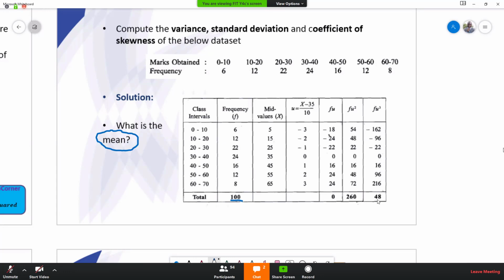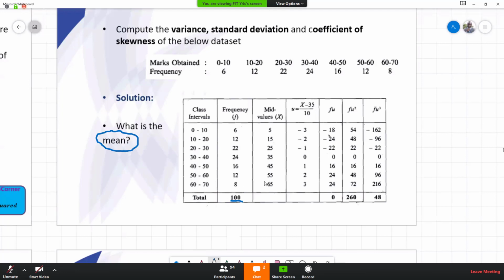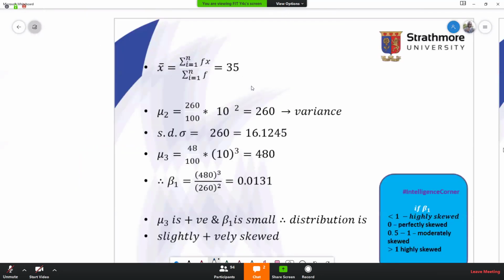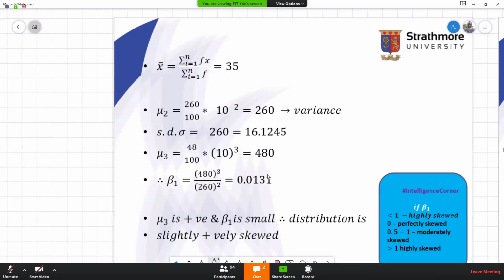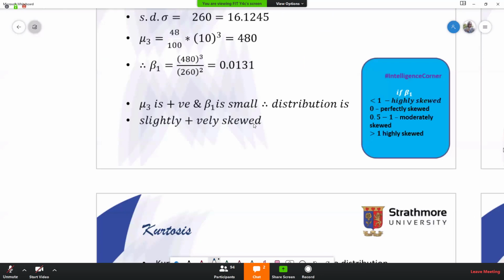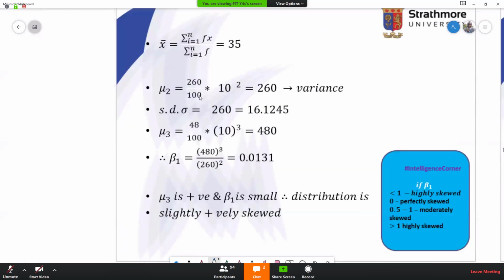Here we will do 48 divided by 100, and then we will cube it. But even if you don't cube or square, the answer is supposed to be the same. So what do you end up with? The second moment, and the moment you find the second moment, that's our variance. So 260 over 100 times 10 squared, which is 260. Is there a question?